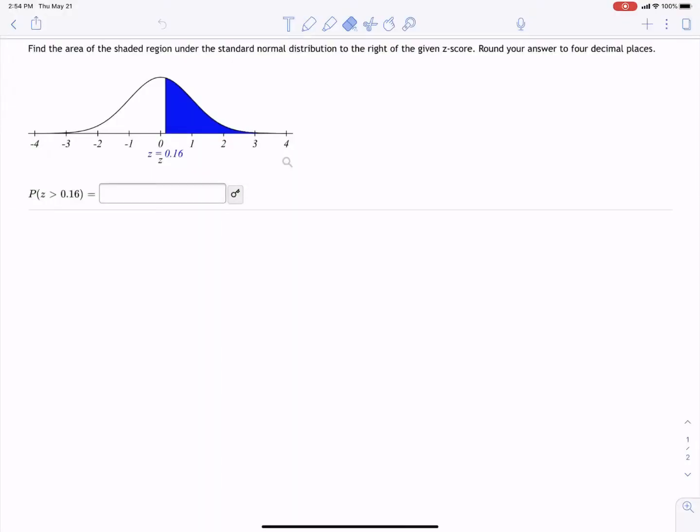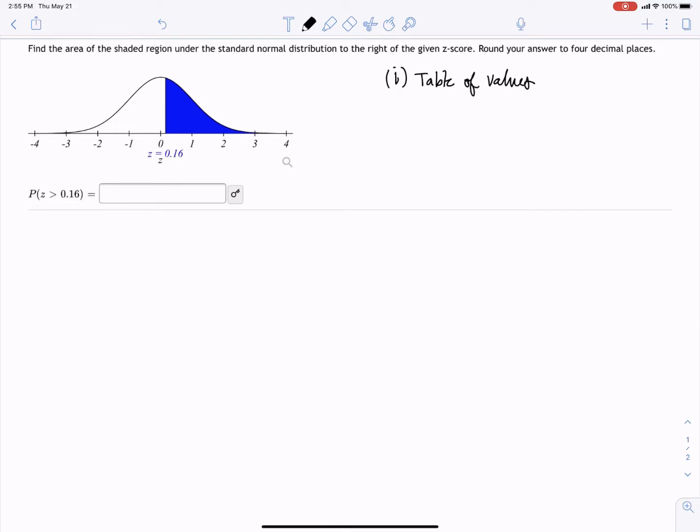Hi, so in this example, we're going to find the area under the normal curve for a certain given z-score. And in this case, we can see we're looking for the area to the right of the z-score. So there's a couple of ways that we can do this. The first way is we can use the table of values.